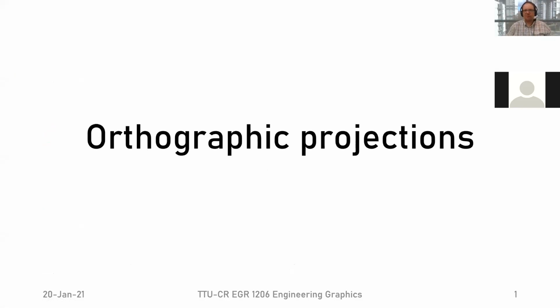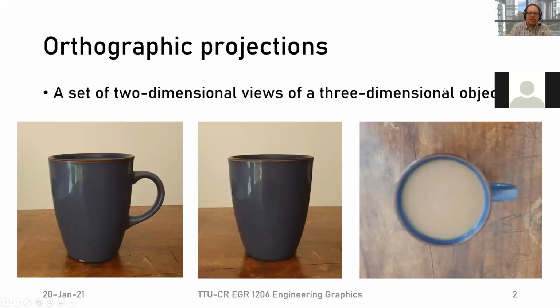All right, orthographic projections. What is an orthographic projection? Well, if you remember back to some of the drawings that we looked at, for instance, that metal disc drawing, we saw different views of it. Orthographic projections are one way of creating these two-dimensional views from a three-dimensional object. Basically, it is a set of two-dimensional views of a three-dimensional object.